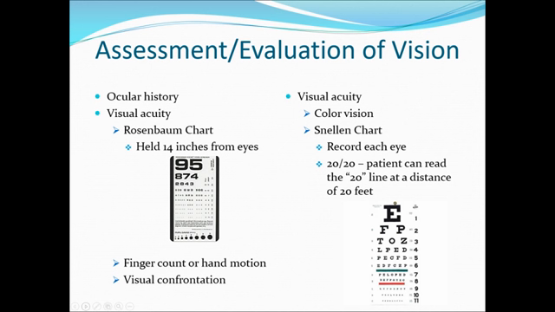Also looking at visual acuity, we look at color vision, the ability to differentiate colors. We look at the classic Snellen chart to be able to look at the ability to see from a distance. The Snellen chart evaluates each eye separately, and then it evaluates the eyes together. So when we say a patient has 20/20 vision, what that means is the patient can read the 20 line at a distance of 20 feet. So if they're 20/40 vision, they can read the 40 line at a distance of 20 feet. So that's pretty important when you're evaluating visual acuity.